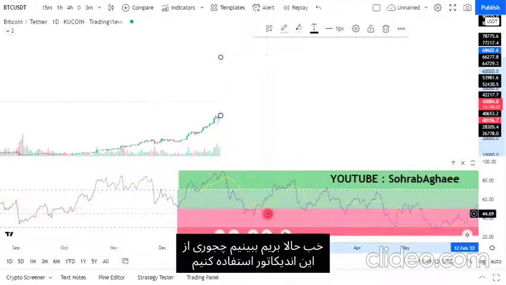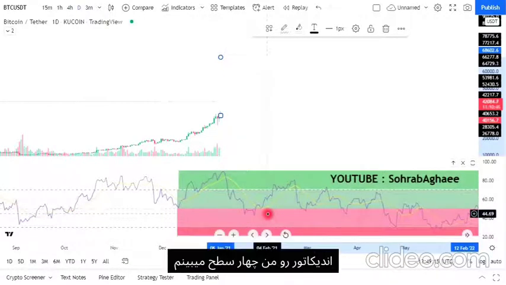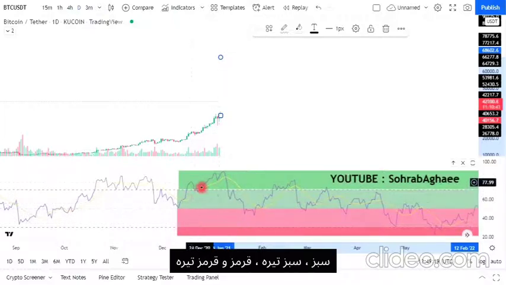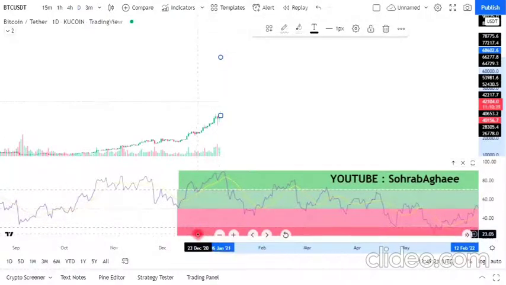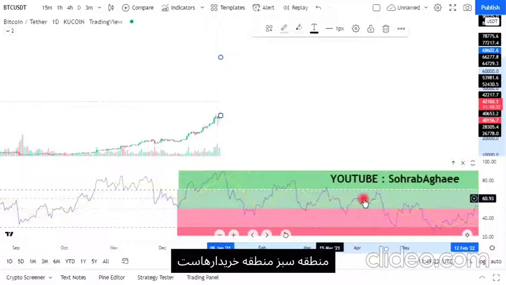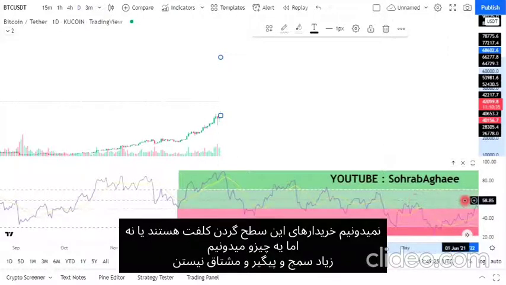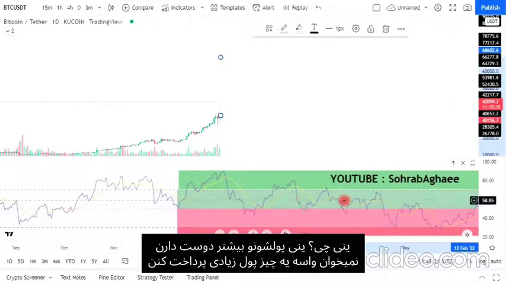Okay, now let's see how to use RSI. I have divided the indicator into 4 areas: green, dark green, red, and dark red. Green is the area of buyers. These buyers may or may not be powerful, but we know that they are not eager buyers. That is, they are not willing to pay more than the market norm.